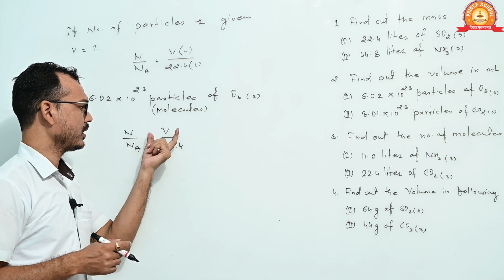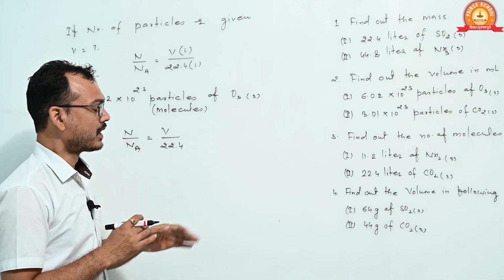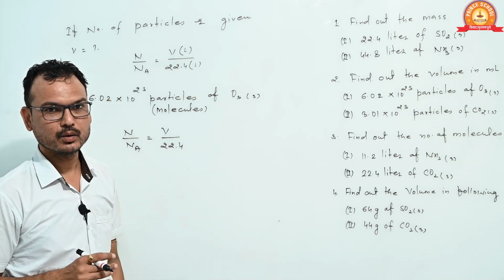By using our formula we calculate the volume, which is obtained in liter. इस फॉर्मूले से जो आप वॉल्यूम निकालोगे वो किसके अंदर आएगा? लीटर के अंदर आएगा. क्लियर? And then convert the liter into ml.